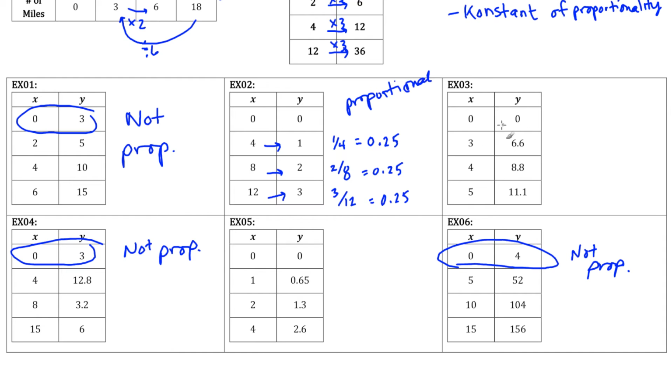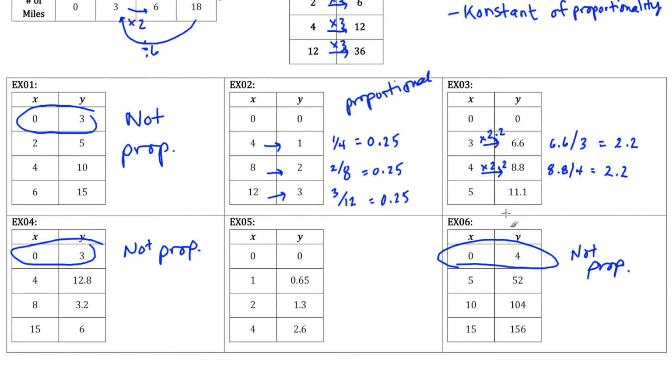Let's check this one. 0, 0. So if we don't know what it is, we have to do 6.6 divided by 3. Let me write that a little bit nicer. Divided by 3 is 2.2. So that means this is times 2.2. And this one, if we don't know, we do 8.8 divided by 4, which is actually 2.2 again. So we're good so far.